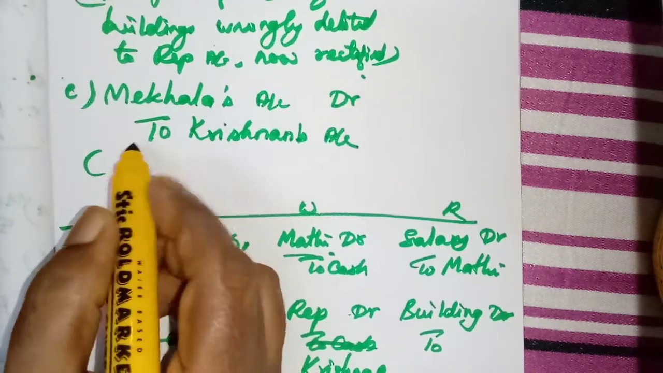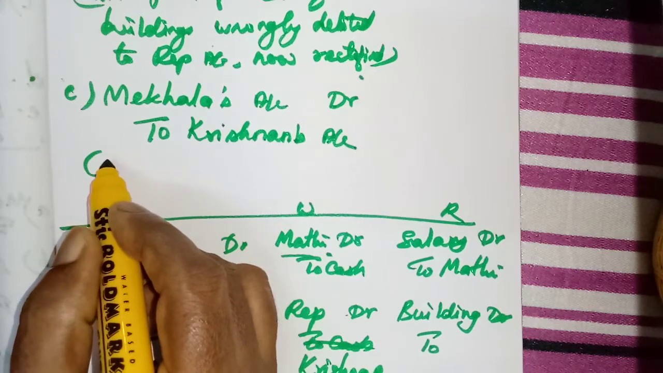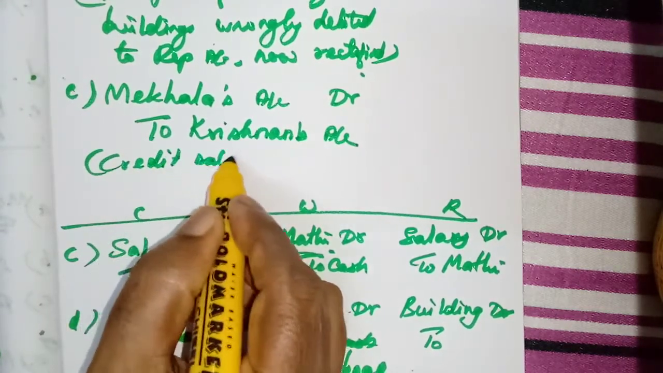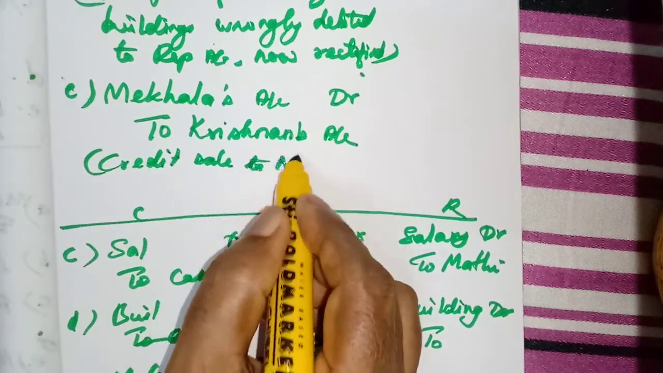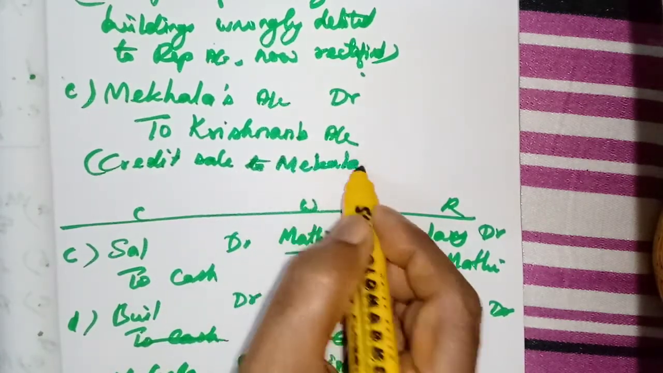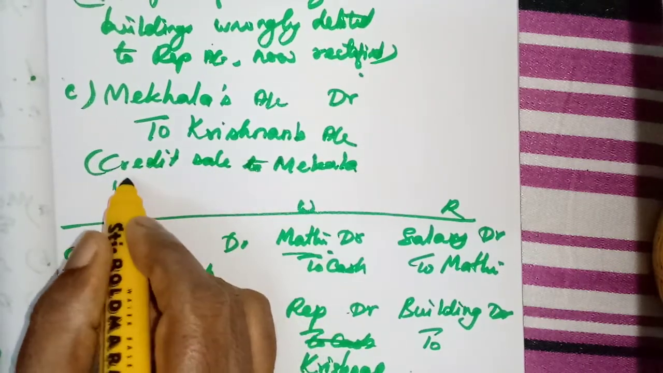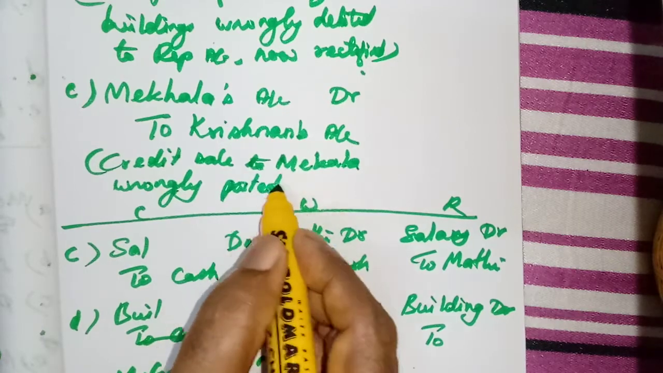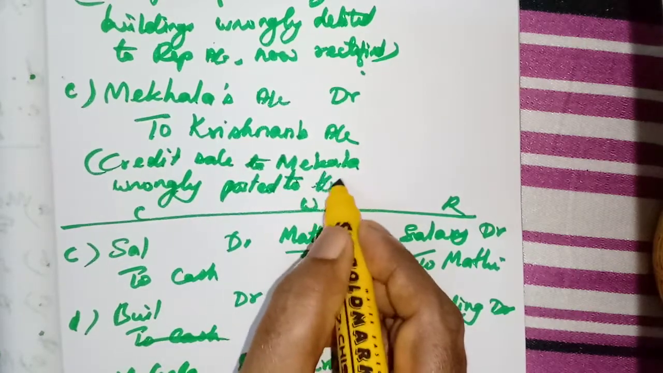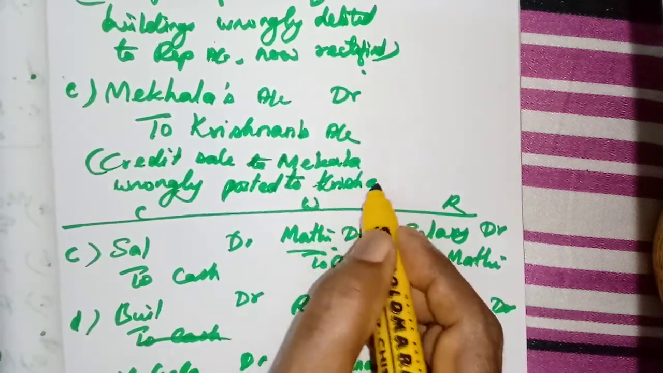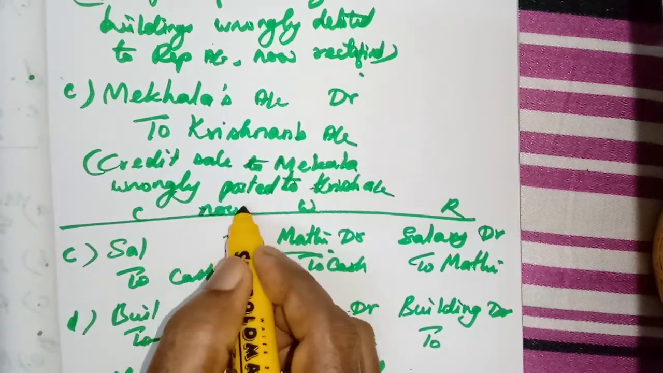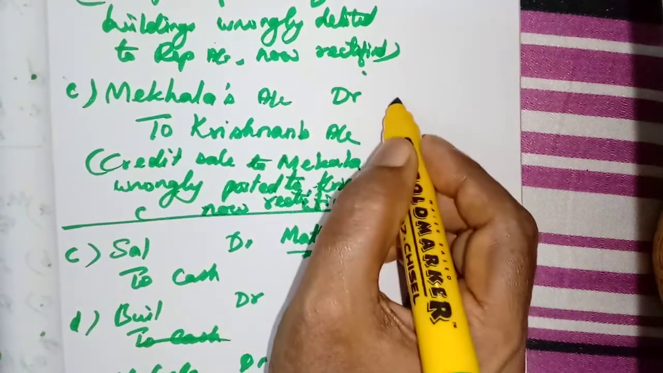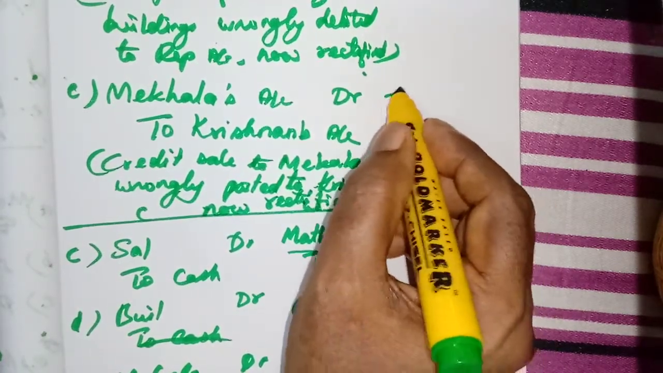Credit sale to Mekala, wrongly posted to Krishnan's account, now rectified. Okay, rupees 700.